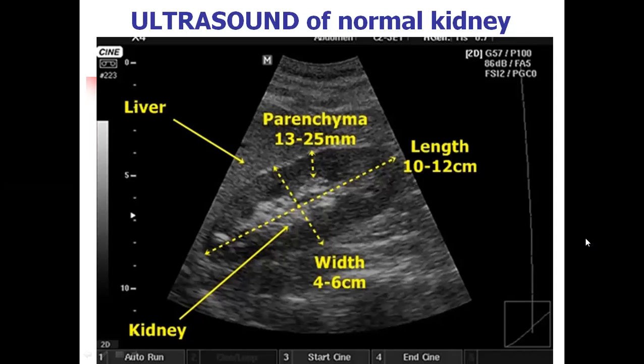Here, ultrasound of a normal kidney and its main sizes are presented. Length about 10-12 centimeters, width about 4 up to 6 centimeters, and thickness of parenchyma about 13-25 millimeters. And you see that the parenchyma of the kidney is slightly darker than the parenchyma of the liver, which lies near.